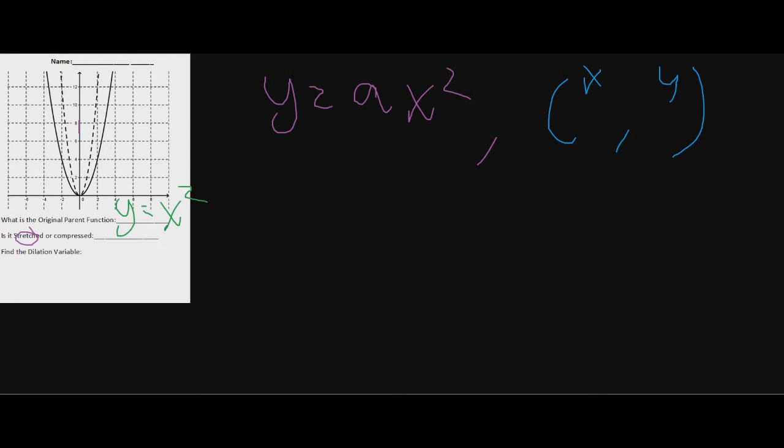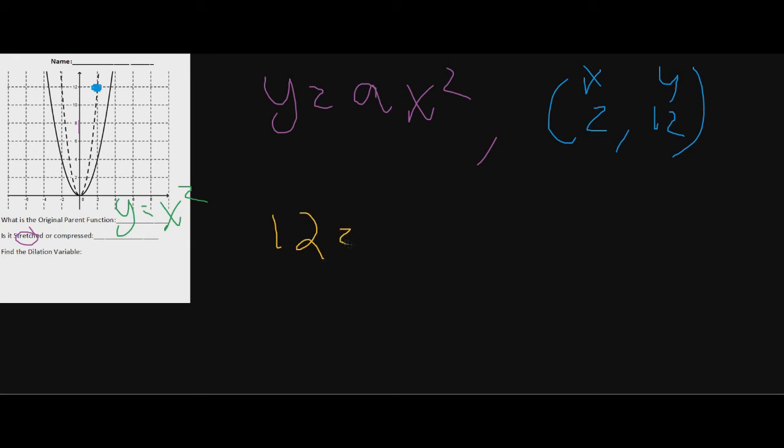So let's pick, I guess we'll pick this point right here. All right, we picked that point. It looks like the x value is 2 and the y value is 12. So 2, 12. All right, so now we replace. We go to our equation.